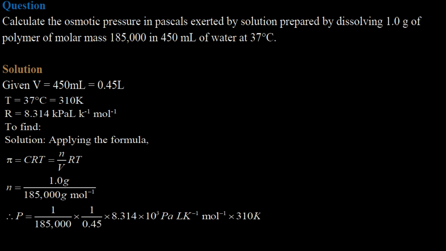So substituting the values for calculating the pi value, n is 1 by 185,000 divided by the volume, into R value is 8.314, as kilopascal is converted to pascal, it is 8.314 into 10 raised to 3, into the temperature, which is 310. A direct application, and the value of osmotic pressure is 30.96.